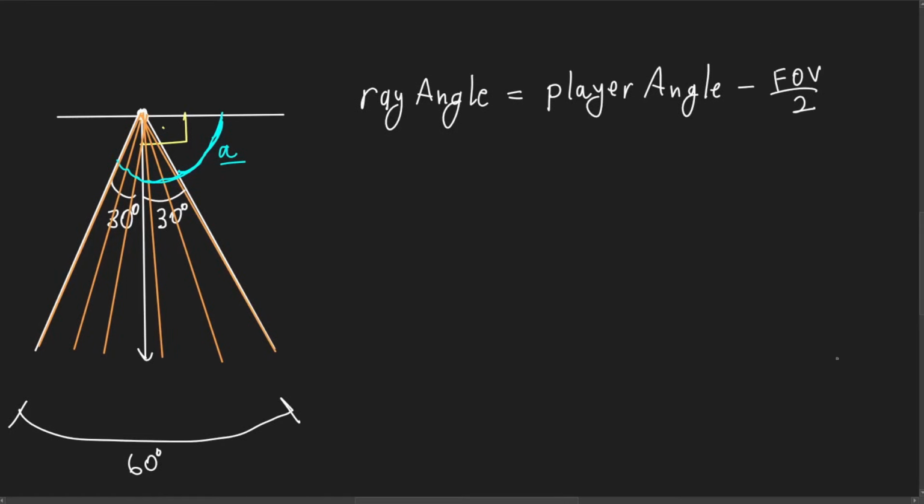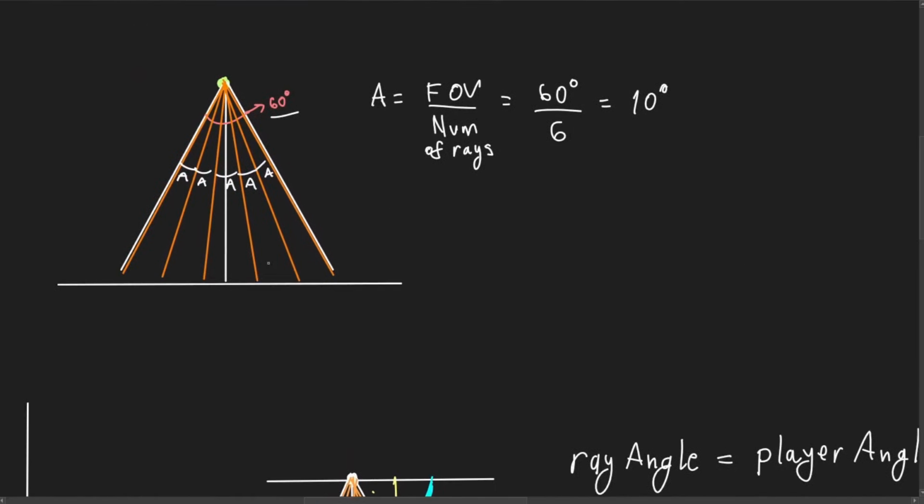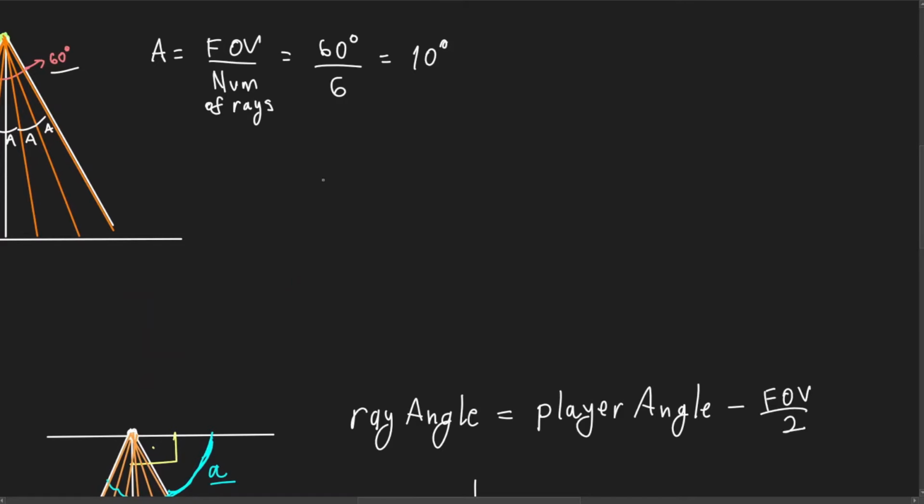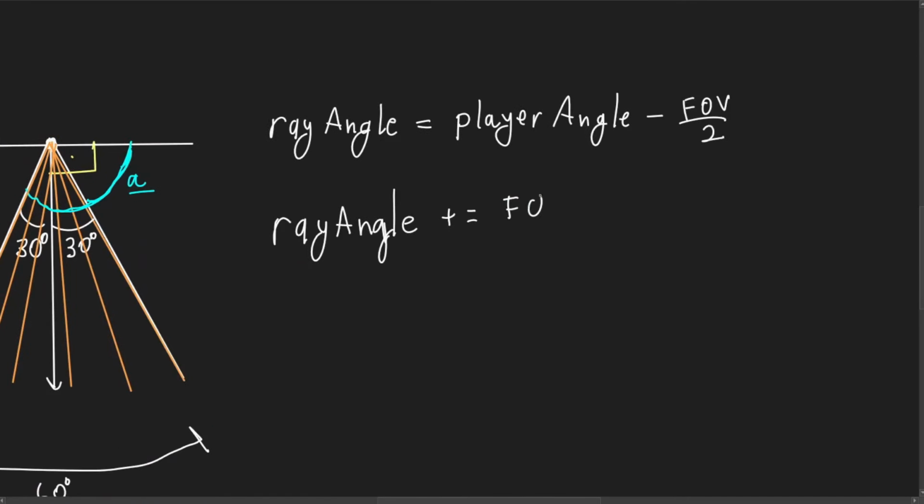So what is the value that ray angle is being increased by? Well, you see, all of these values are basically the same, and they are literally the same value that we just found before, which is the angle between all of these rays. So we just need to increase by FOV divided by the number of rays. So FOV divided by num of rays.